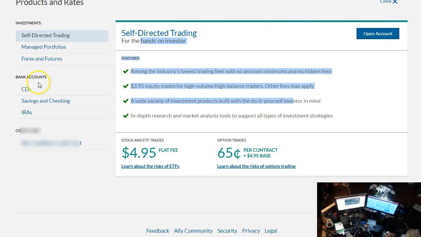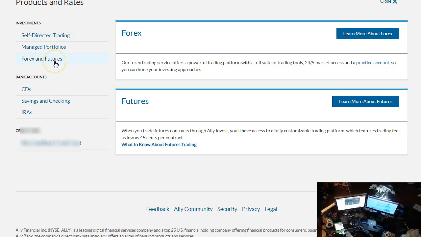Then on the left, as simple as can be, this web page is, and simple sometimes is good. So it says investment, self-directed trading, manage portfolios, Forex and futures. Forex and futures. There it is. Let me click on that and see what I get. Okay. So clicking on Forex and futures gives me two huge buttons or boxes that say Forex and futures. And then it says learn more about Forex.